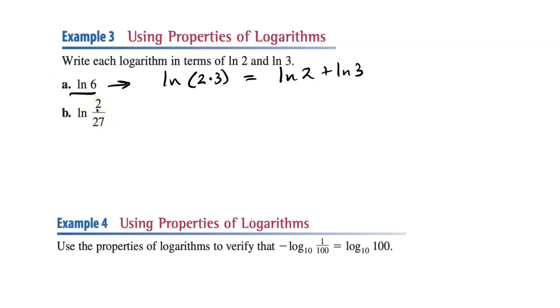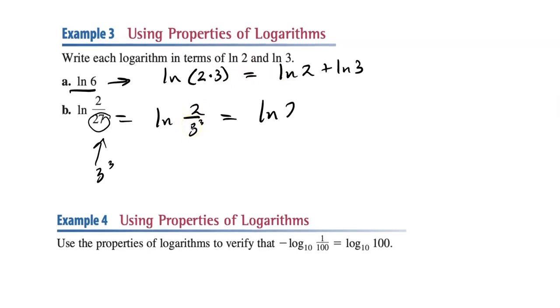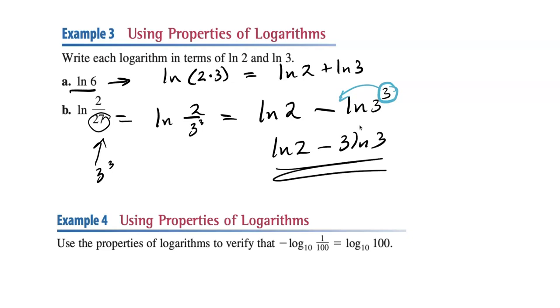This one, the top is easy. It's natural log of 2. The bottom, I need to write that as a 3 somehow. Well, 27 is the same thing as 3 cubed. So I'm going to do this first. Then I'm going to use my property, divide means subtract. So again, we're going to do separate logs, natural log of 2 minus natural log of 3 cubed. Top goes on top, subtract by the bottom. Anything on the bottom is subtracted. And then I'm going to use the power property, move that 3 to the front. So I'm going to get natural log of 2 minus 3 natural log of 3. That's it rewritten.